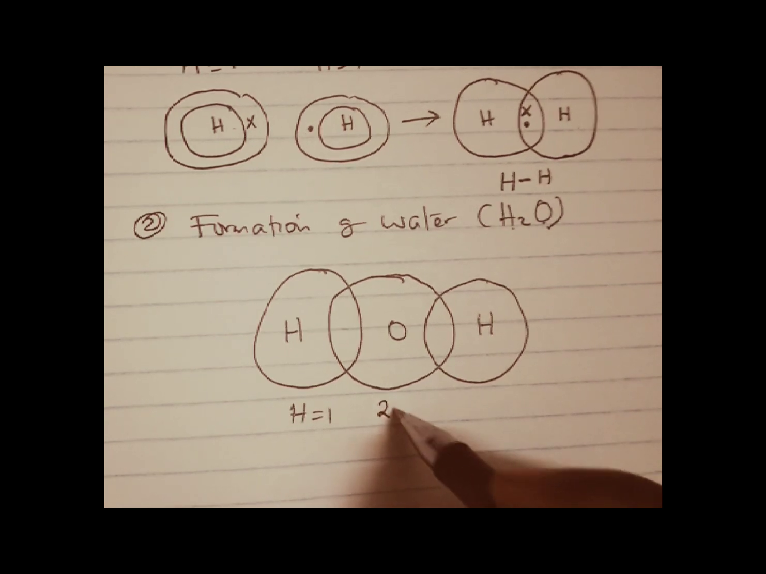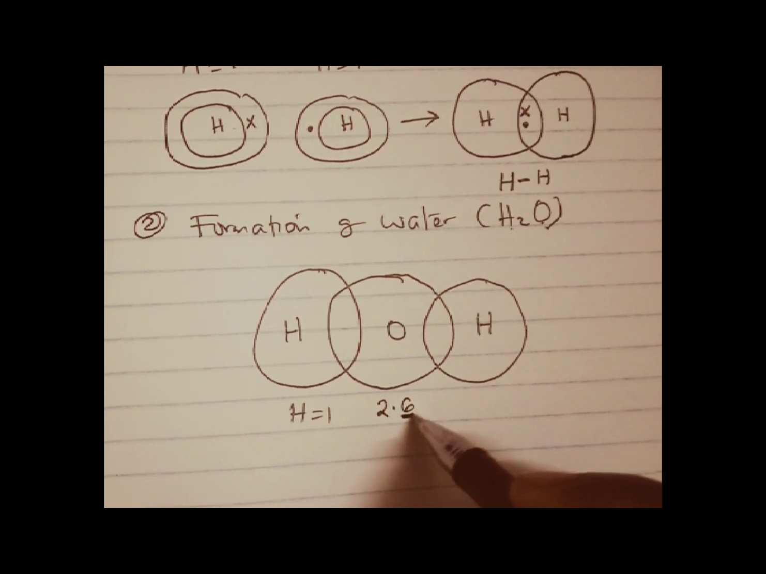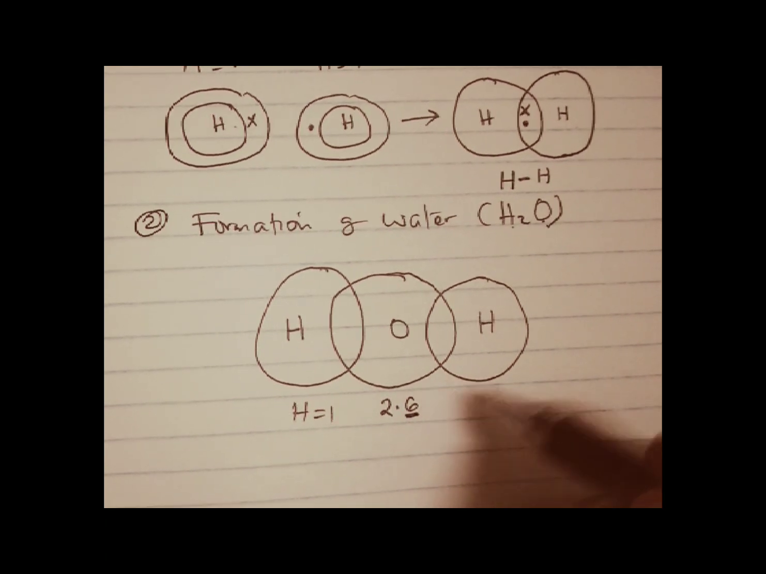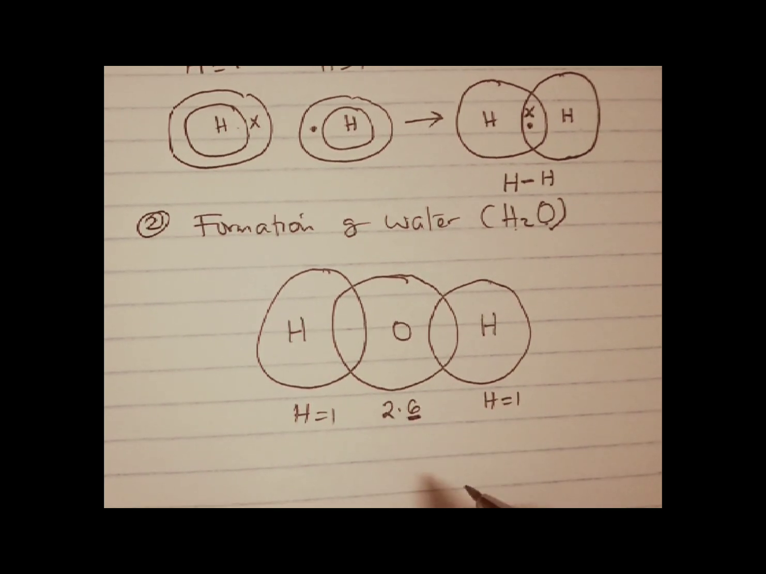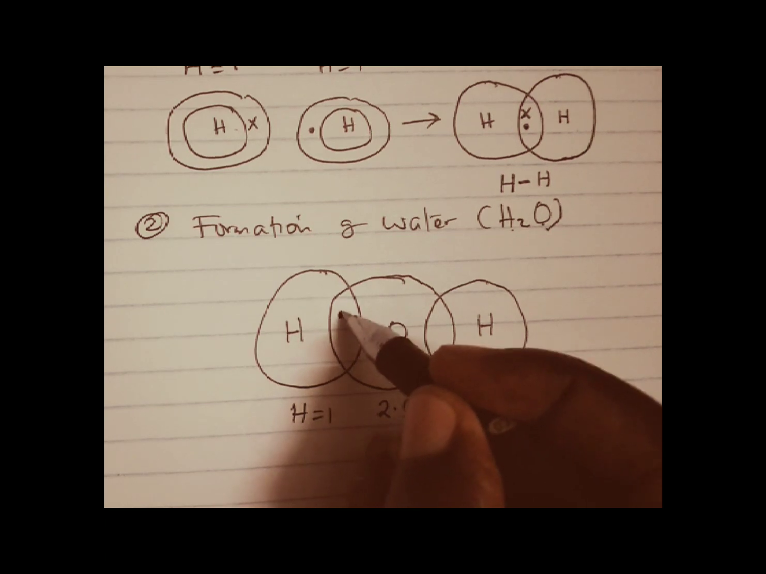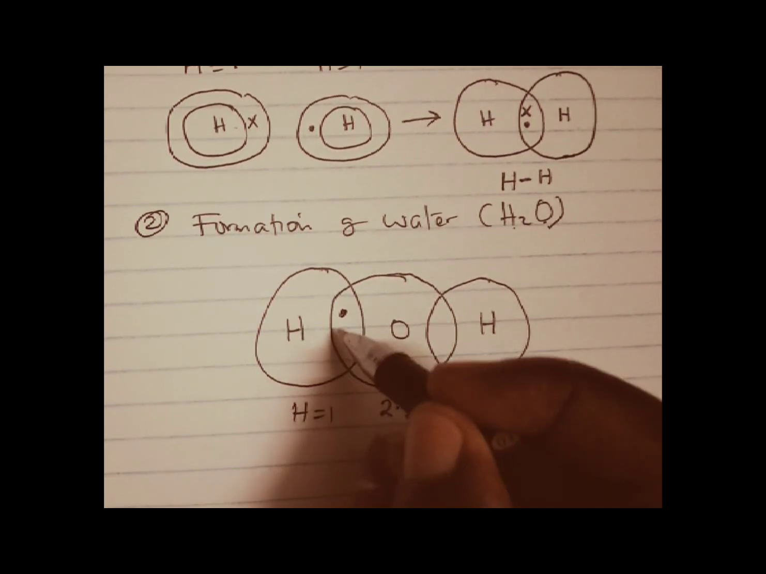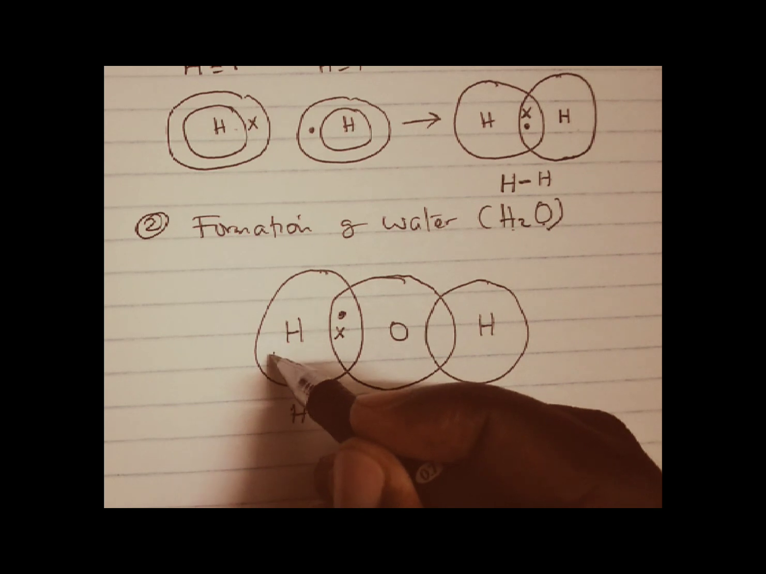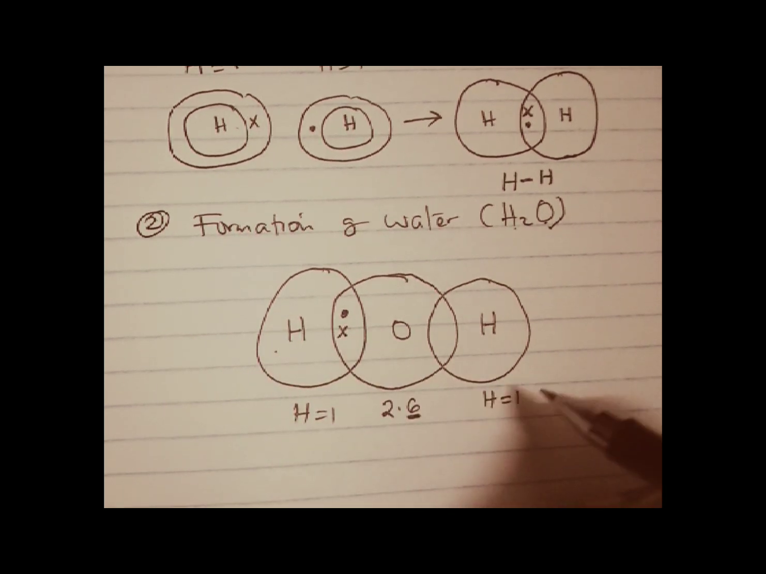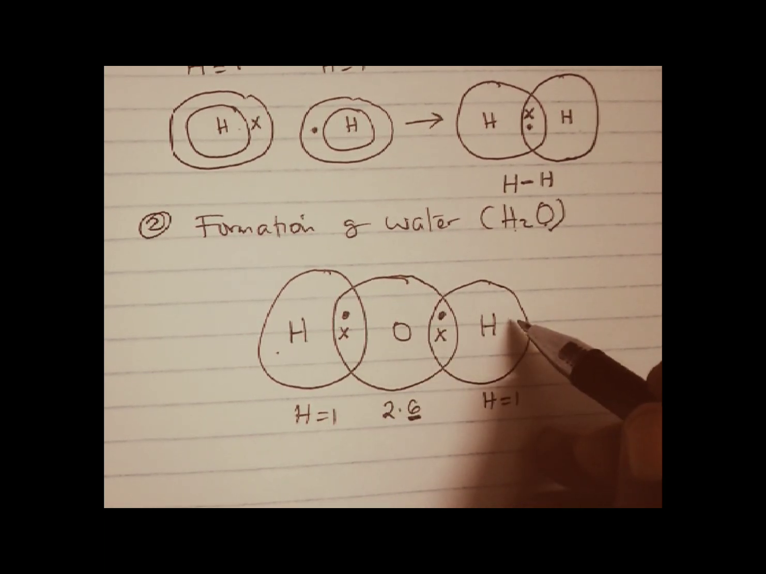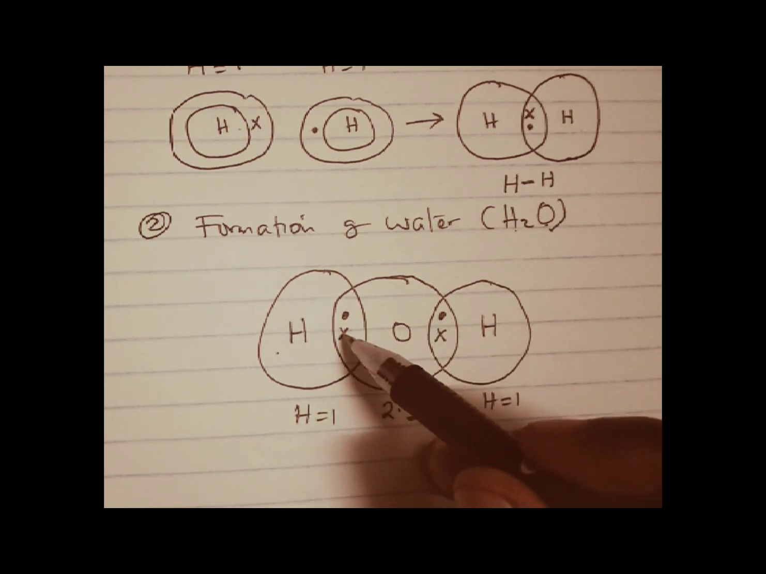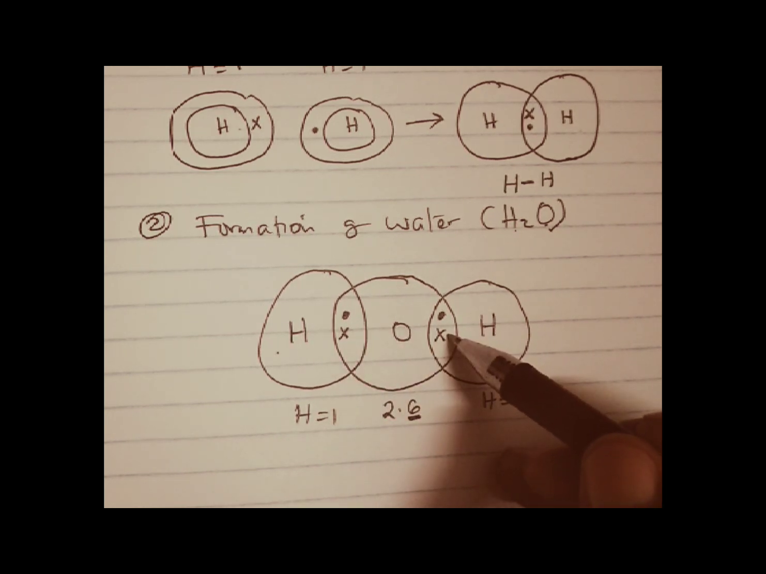Oxygen in atomic number 8 will have 2, 6. It is going to use the 6 valence electrons in bond formation. Hydrogen has its 1 electron on this other side. This hydrogen will donate its electron here. Oxygen will also donate 1 so that this hydrogen is satisfied. On this other hand, hydrogen has its own 1. Then oxygen will donate another 1 here so that this other hydrogen is satisfied. Oxygen has 2 this side. It also has 2 this side.